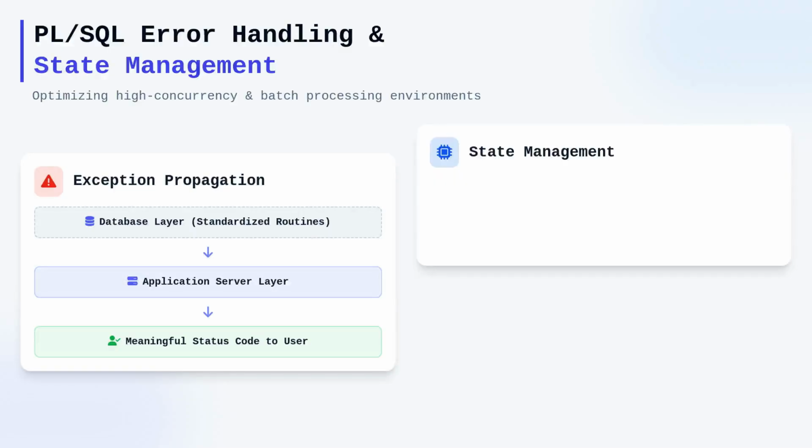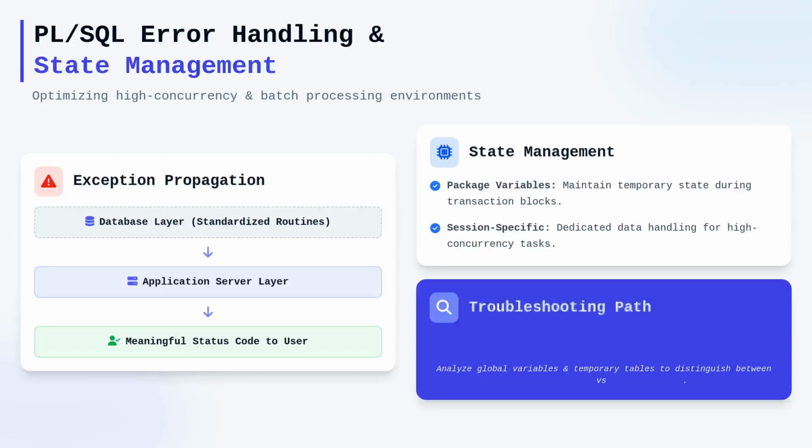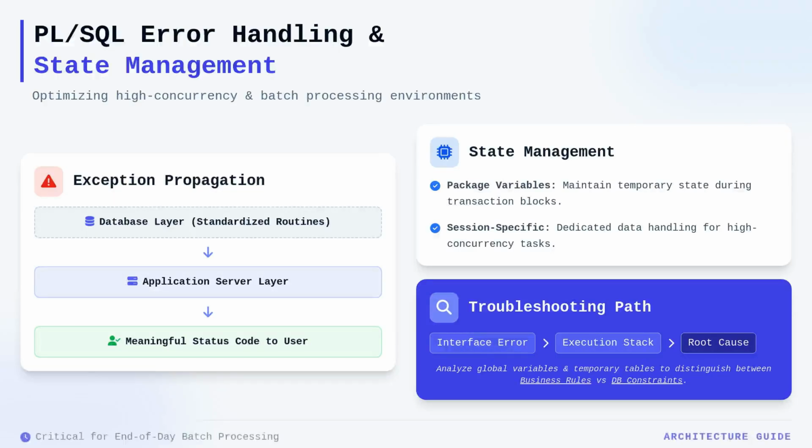You must be comfortable with the way these packages manage session-specific data through package variables, which effectively maintain a temporary state throughout the duration of a transaction block. Whenever you are troubleshooting a failed transaction, your first step is typically to correlate the interface-level error with the package execution stack. By analyzing the global variables and temporary tables used by these packages, you can pinpoint the exact moment of failure, whether it is a business rule violation or a database constraint conflict.